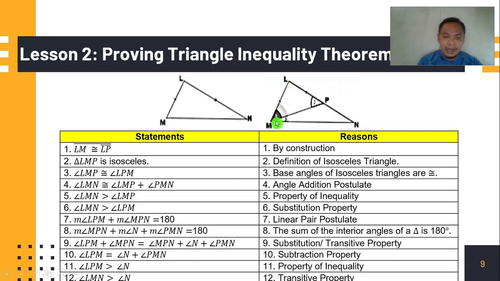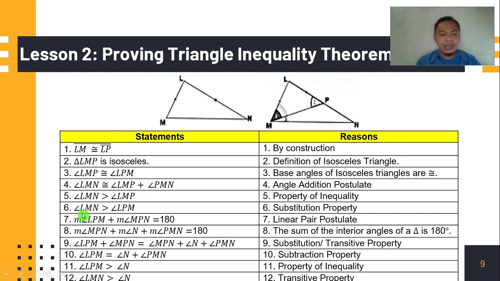Then, angle LMN, this one, LMN, is congruent to this one. If you add LMP plus PMN, if you add that these two triangles is congruent or equal to LMN. Okay, so that is angle addition postulate. And then LMN is greater than LMP. Yes, of course, greater po siya. Ito po si LMP, di ba? Maliit lang po siya. Si LMN ay itong bigger angle. Okay, that is property of inequality.